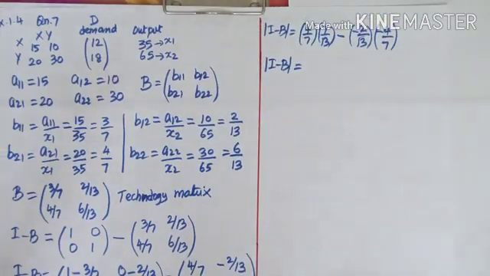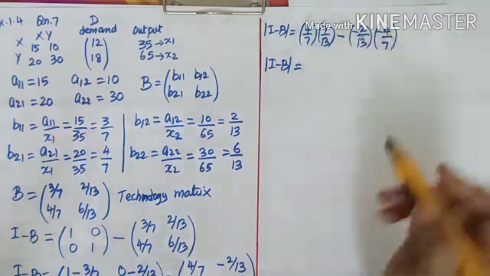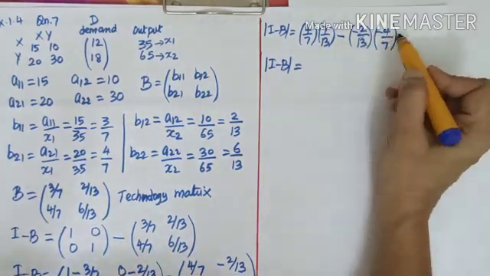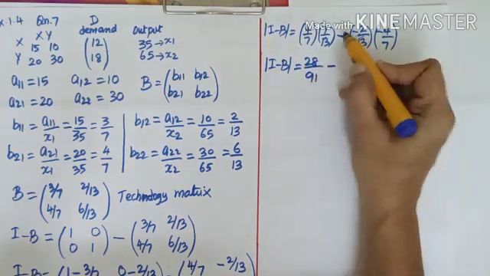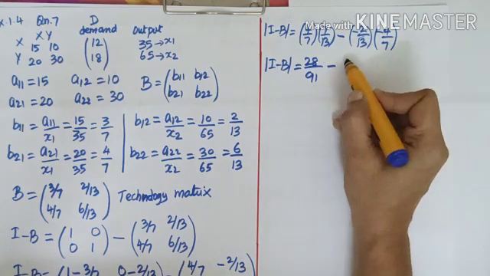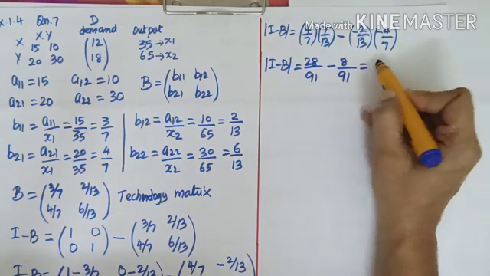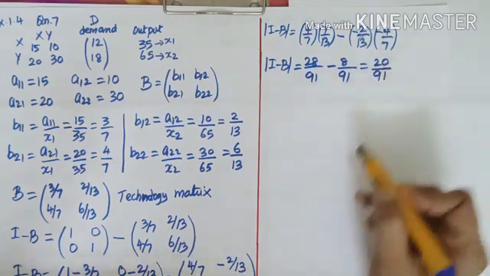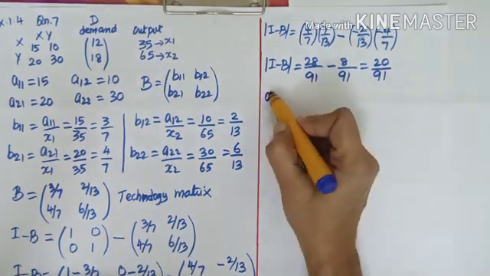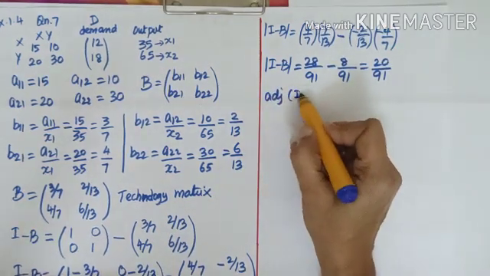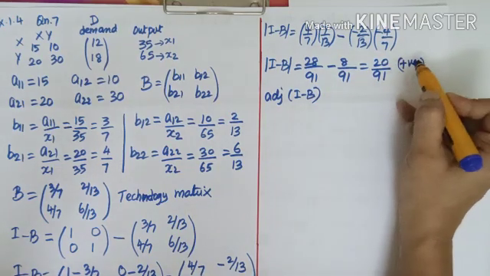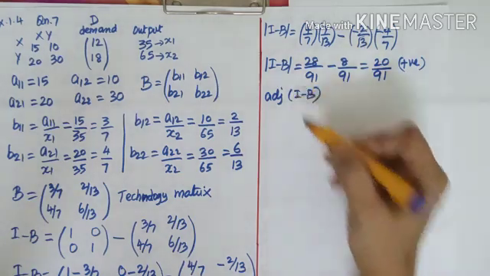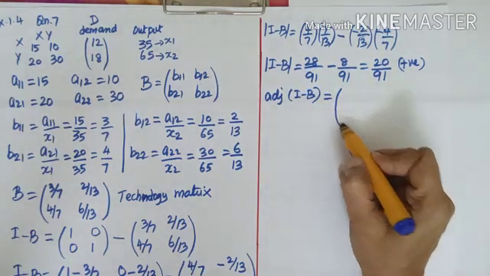multiply the diagonal elements 4 by 7 into 7 by 13 minus 2 by 13 into minus 4 by 7. 28 by 91 minus into minus minus 8 by 91, that is 20 by 91. Next, find out adjoint of I minus B. This is also positive. So the system is viable. I can proceed. What is adjoint?